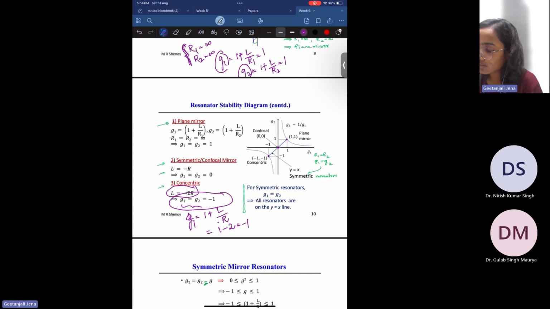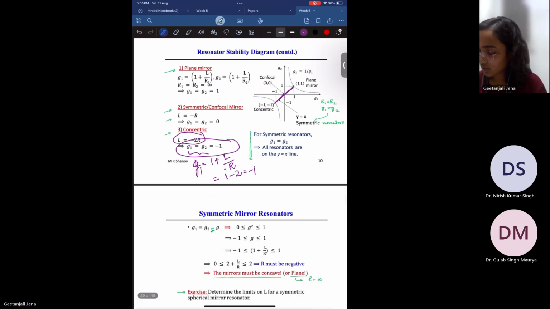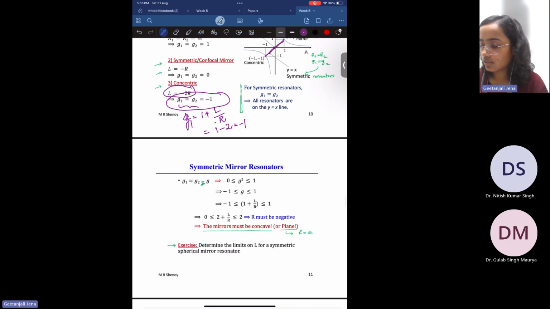And for all symmetric resonators, the values of G1 and G2 will lie on this straight symmetric line. So if we have two plane mirrors, it is 1, 1; or two confocal mirrors, it is at 0, 0; or two concentric mirrors, it is at -1, -1. And for a symmetric mirror, the R1 and R2 values are the same. That means you can take G1 and G2 as G. And the G value should lie between -1 and 1 for stability.